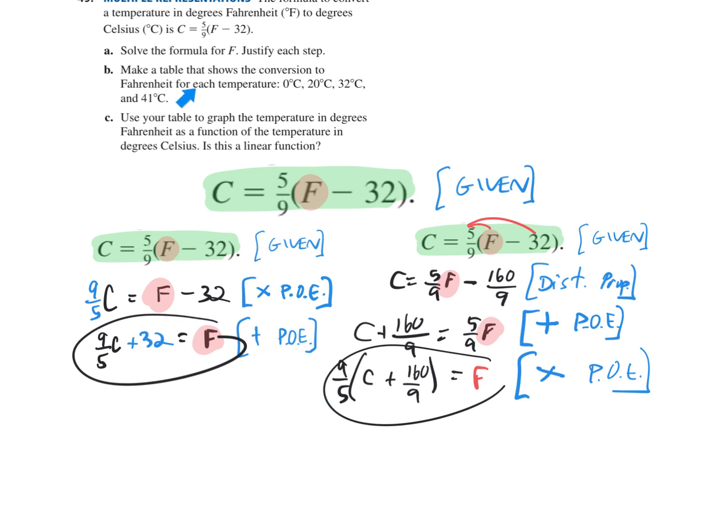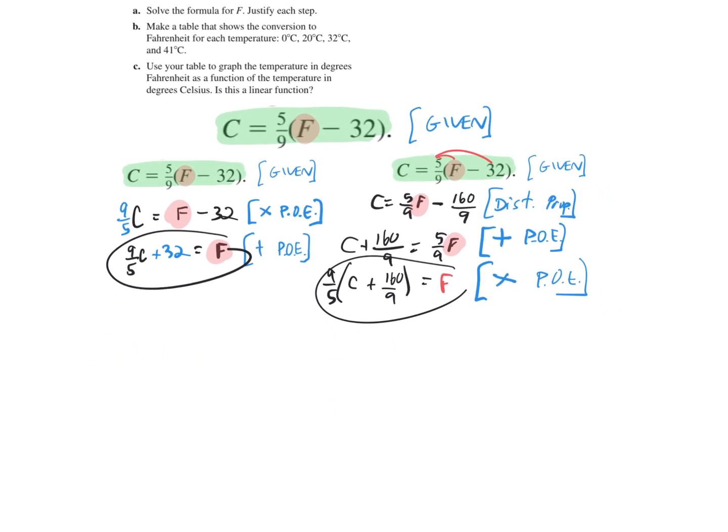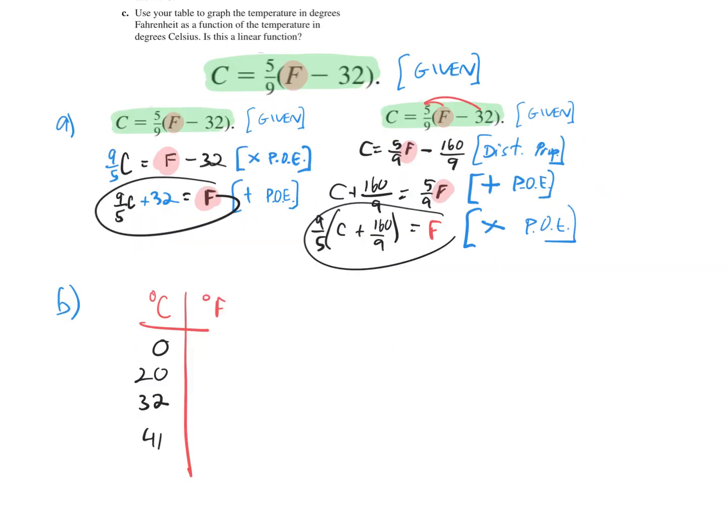Alright, the table showing the conversion. They gave us all these temperatures in degrees Celsius. We're going to find their equivalent temperatures in degrees Fahrenheit by using this. We'll plug in 0 for C, and then F is equal to 32 degrees Fahrenheit.